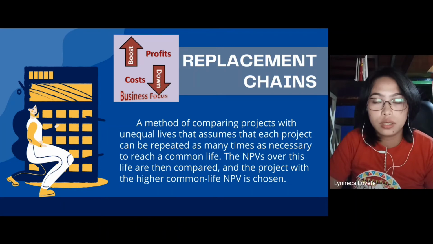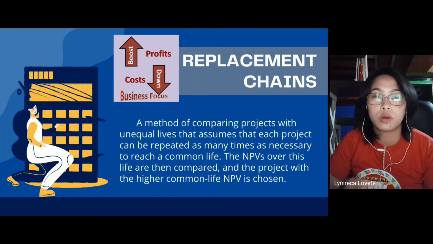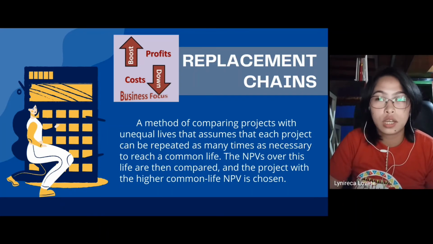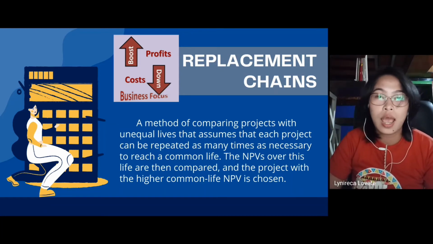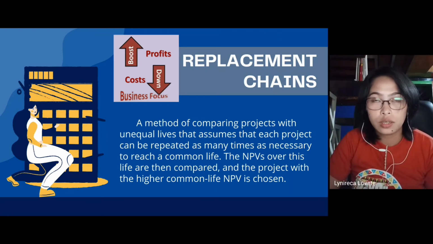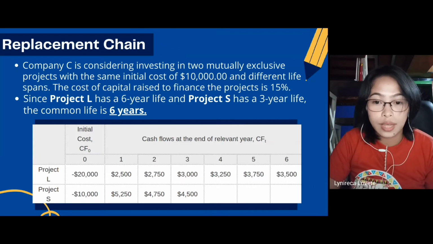So the replacement chain is a method of comparing projects with unequal lives that assumes that each project can be repeated as many times as necessary in order to derive a common life. So the replacement chain with the highest NPV is chosen. So let us give an example for this.